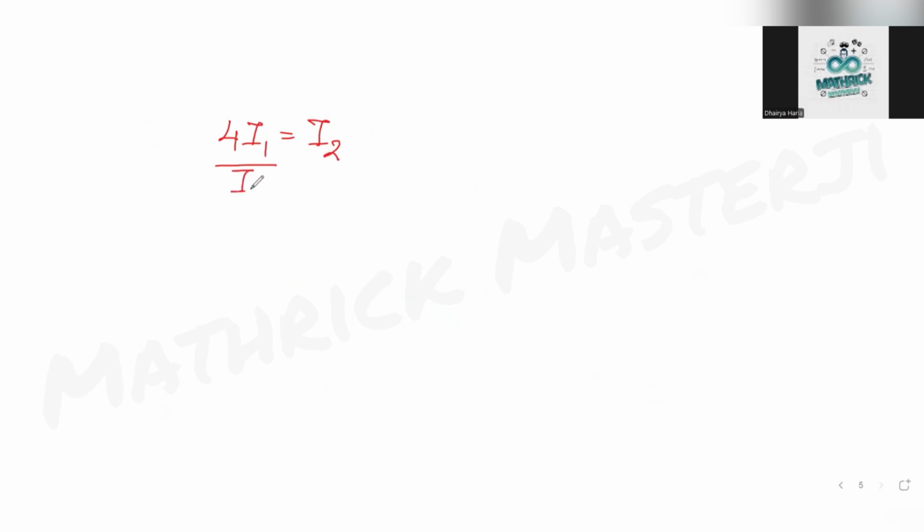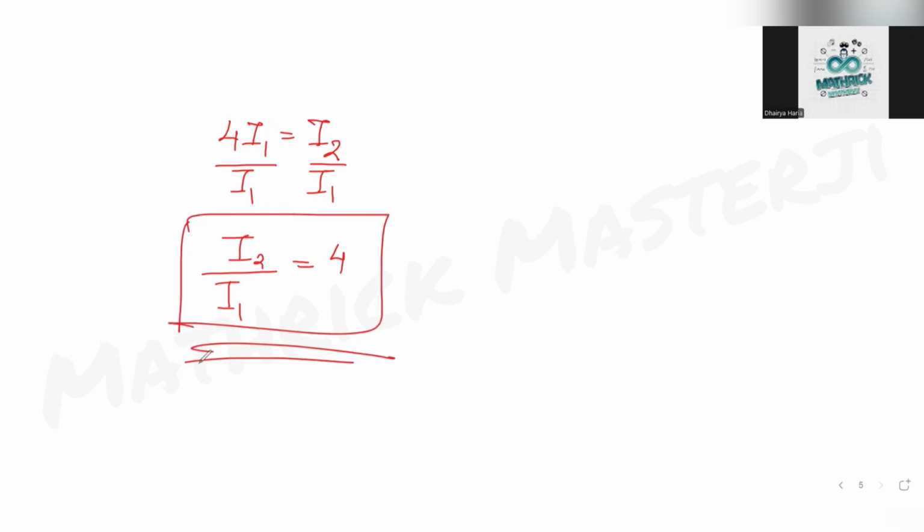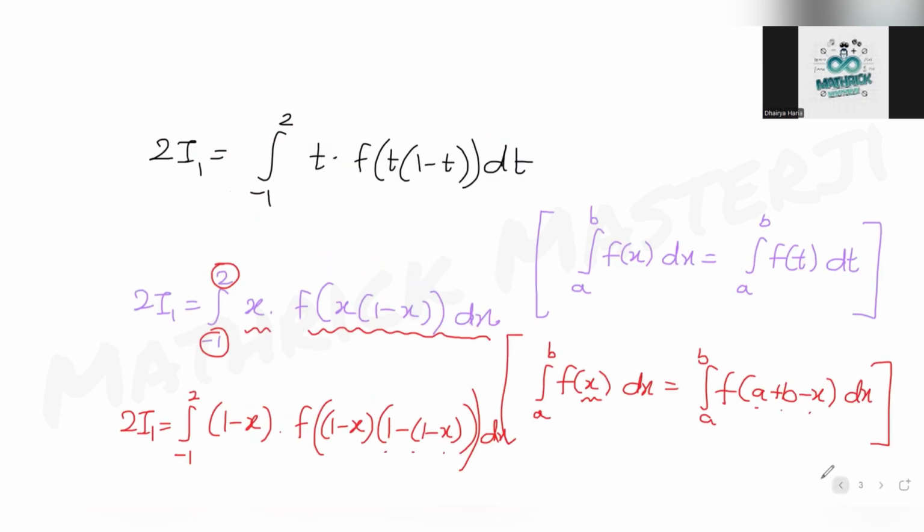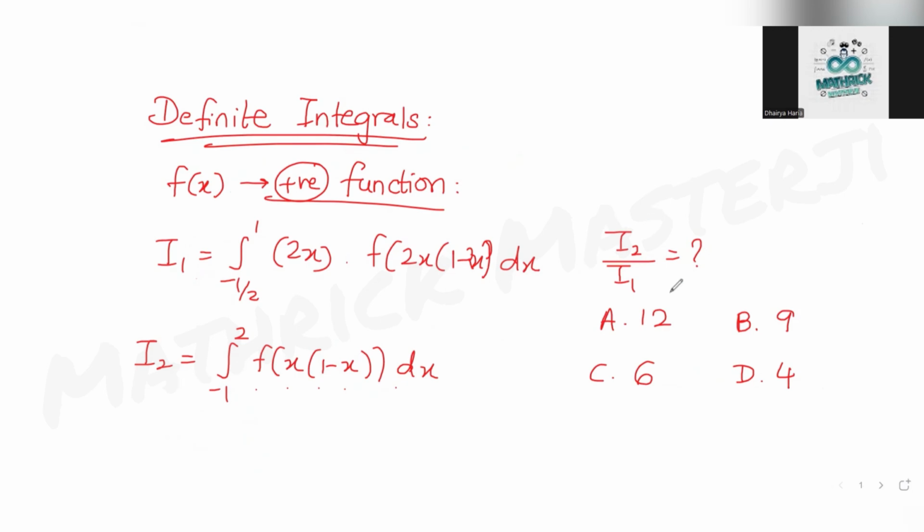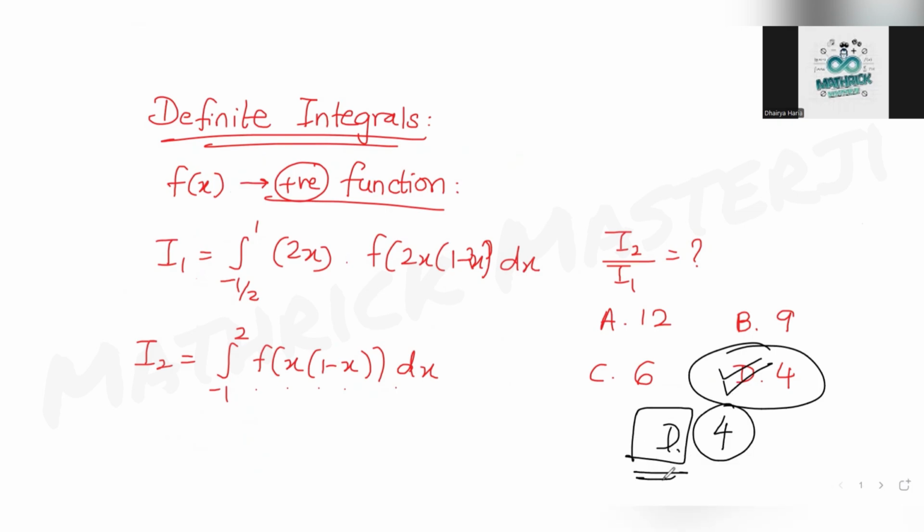If I divide both sides by I1, I get I2 over I1, which is 4. So I get the ratio of the integrals as 4, and that's what my question was asking me to figure out, I2 over I1. So 4 becomes the correct answer for this question, and that is option D.